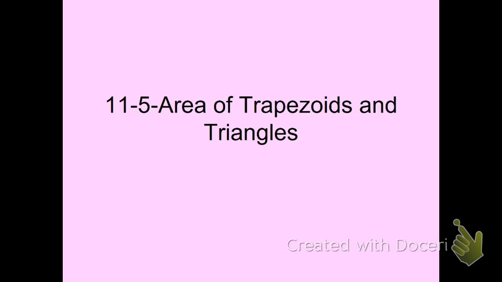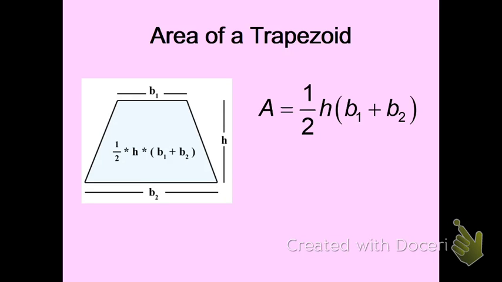In this video we're going to look at how to find the area of trapezoids and triangles. So the area of a trapezoid has its own special formula, and that formula is 1/2 times the height times the sum of the bases. Now the reason why the formula is like this has to do with parallelograms.